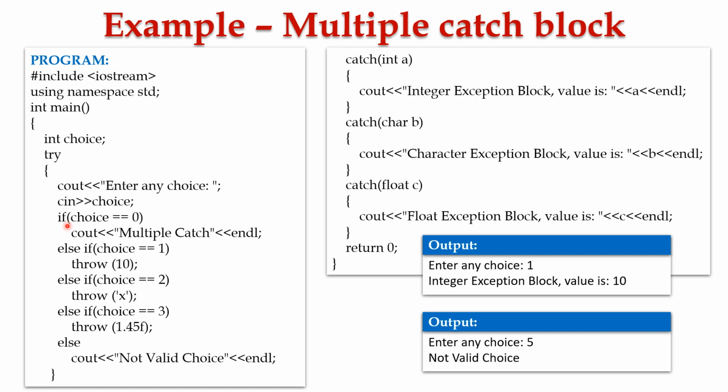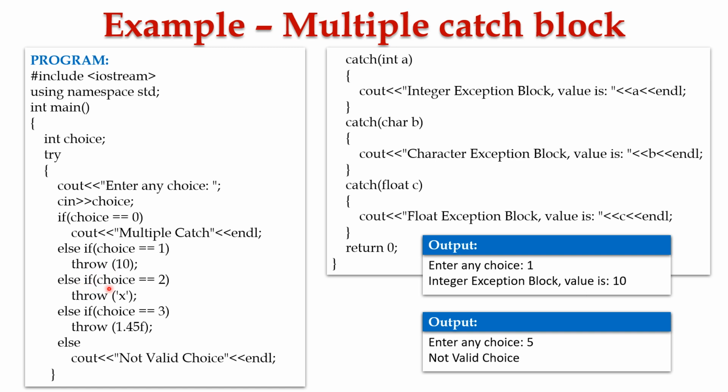Here, using the if statement, we have checked whether the value of the variable choice is equivalent to 0. So it is false since the value of the variable choice is 5. So we are skipping this cout statement and moving to the next else if statement. So here we are checking whether the value of the variable choice is equivalent to 1. So here also it is false since the value of the variable choice is 5. So now the throw 10 statement is skipped and we are moving to the next else if part.